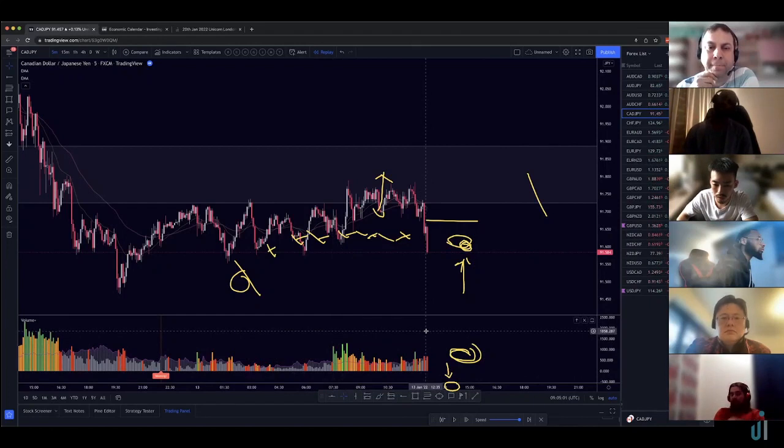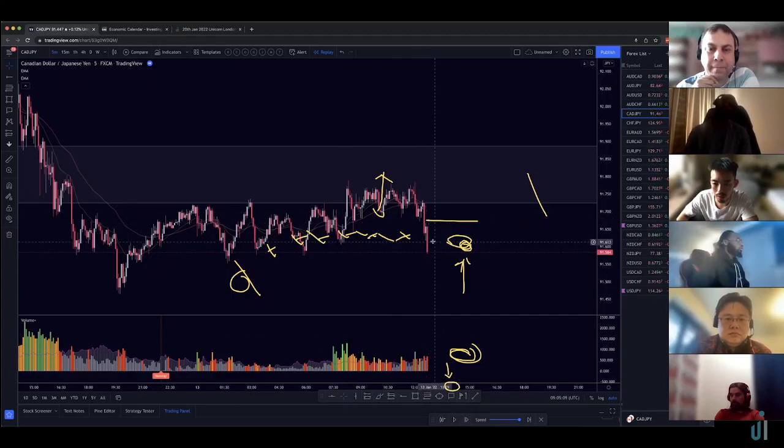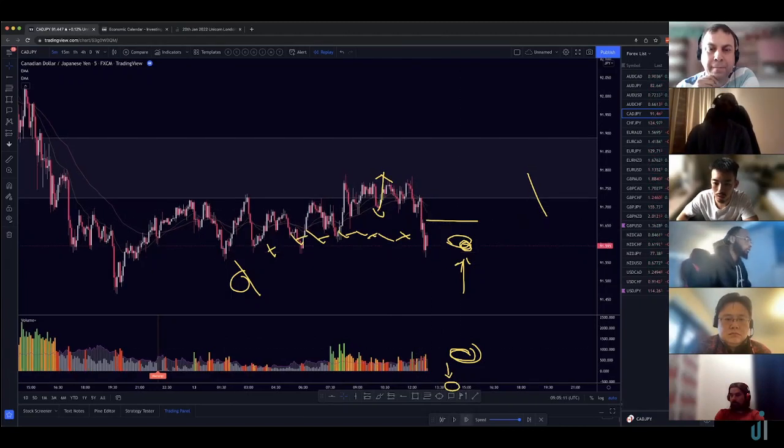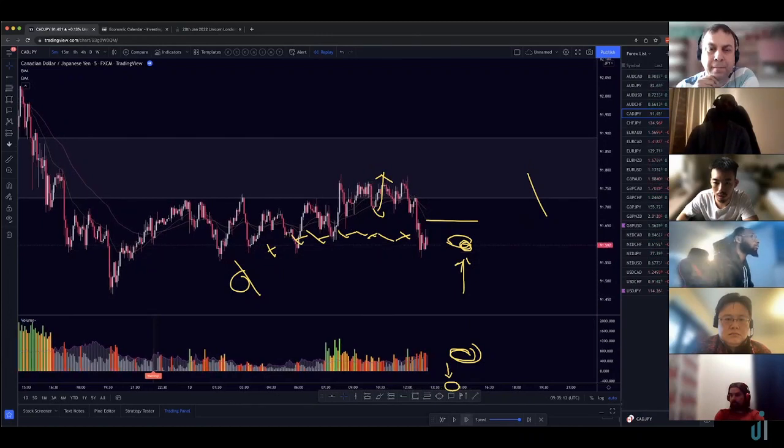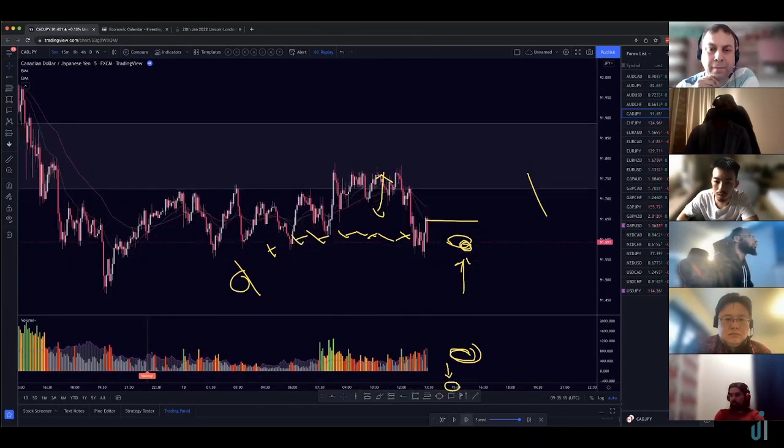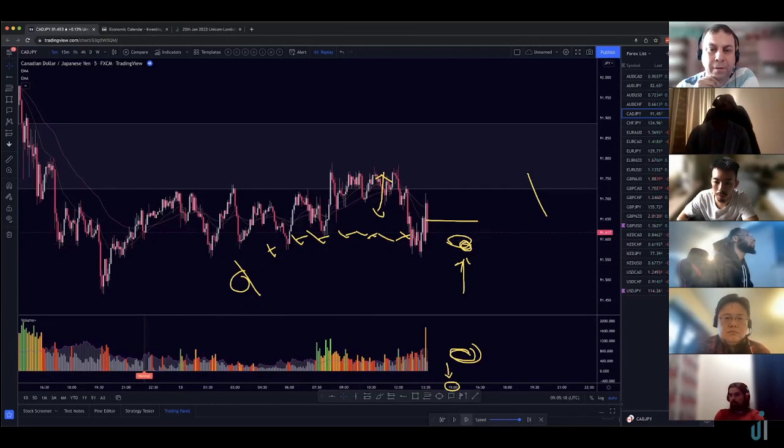So after that, this is around 12:40 p.m., so it's more towards the New York session. At this point, all you need to do is wait for a pullback to sell. So you just see if you can get a pullback or not.